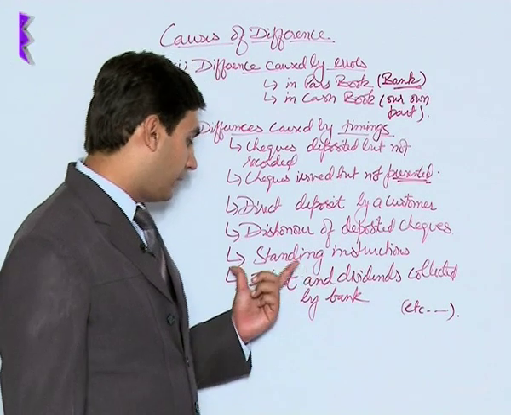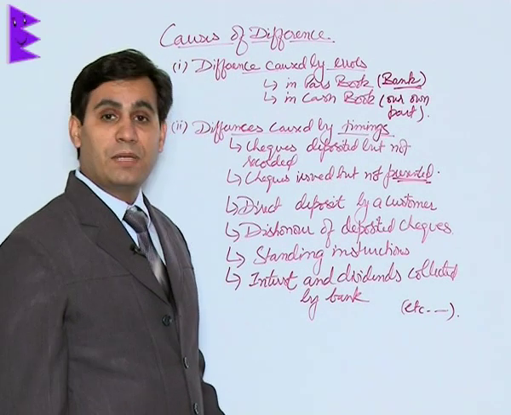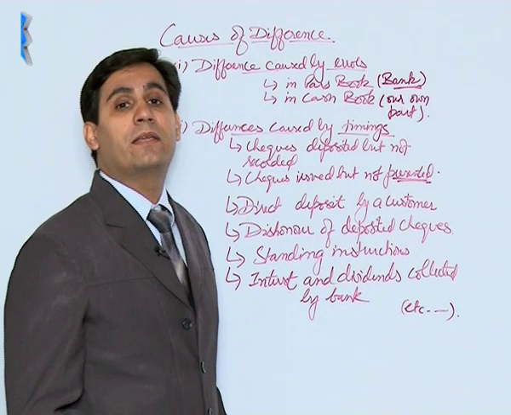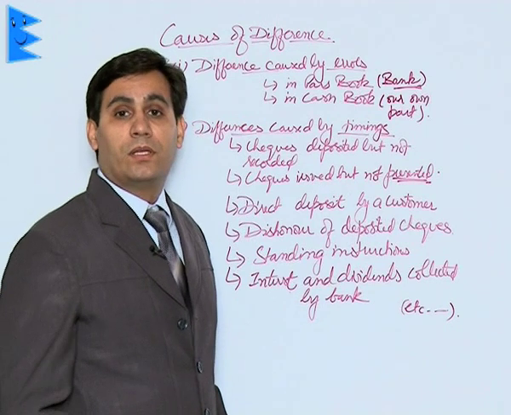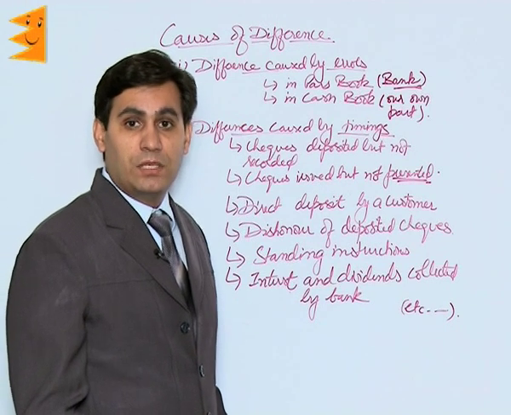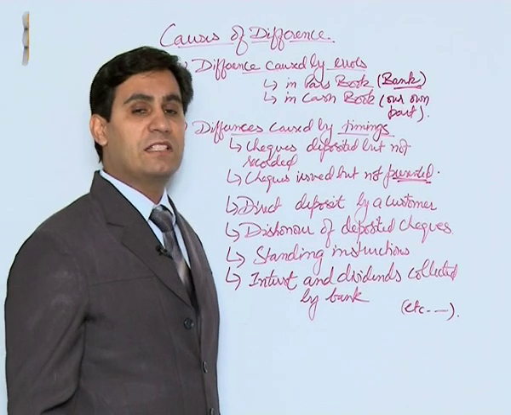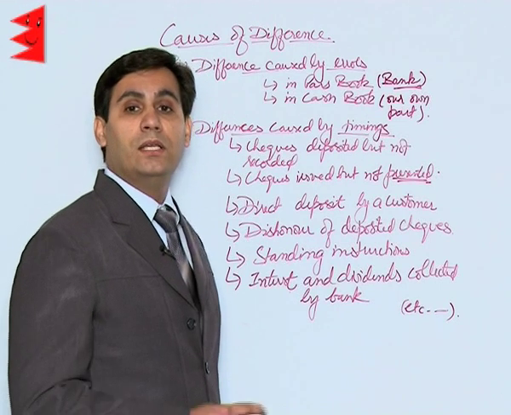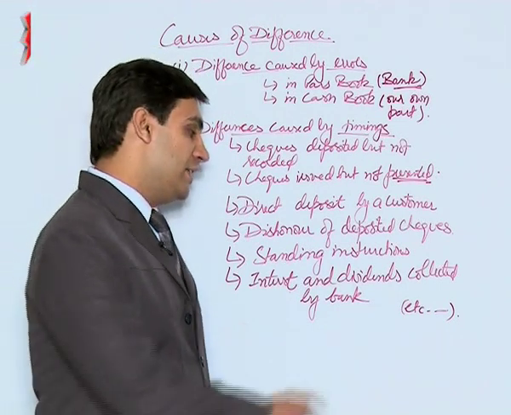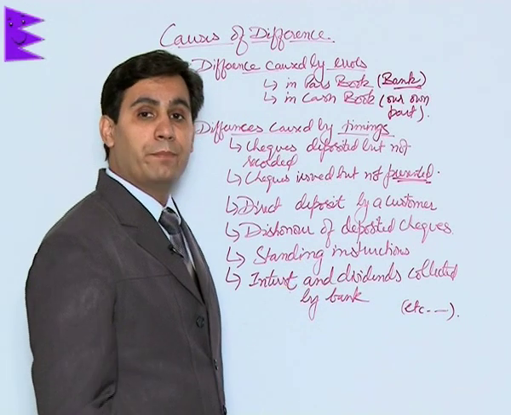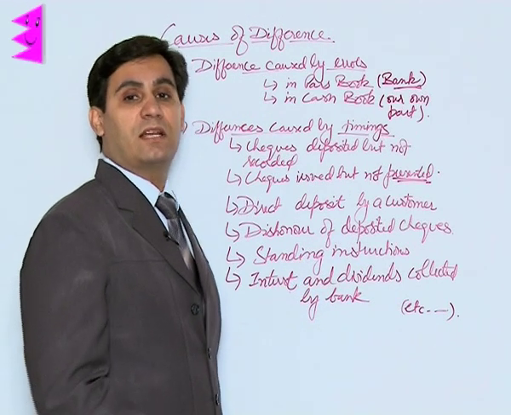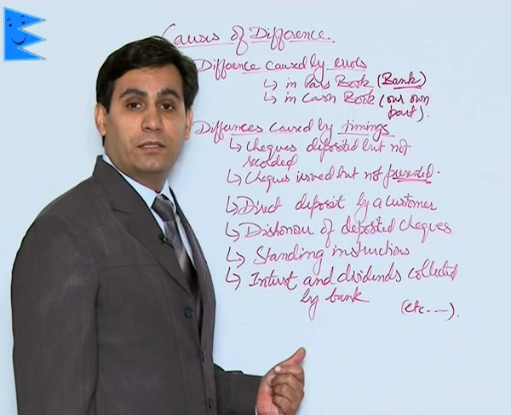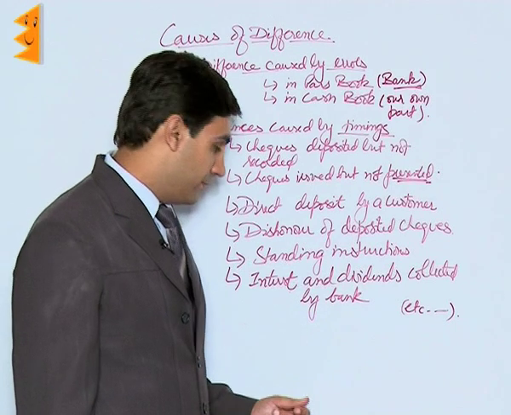Then we have standing instructions. Sometimes we instruct our bank to make regular payments on our behalf. That is like payments like bills or payments like insurance premium, which we otherwise tend to forget. We instruct our bankers to make these payments on our behalf directly to the third parties. Now these standing instructions would be followed by the bank till we give a further instruction that these payments should be stopped. So by the time the payments are being made, they are a cause of difference.